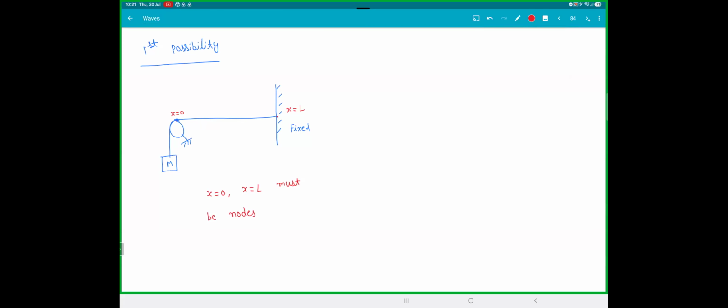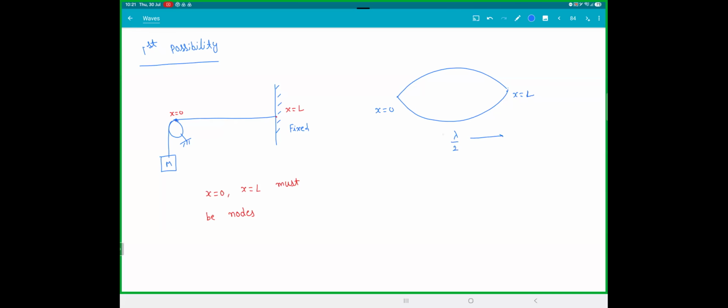Okay, that is the only condition. And why is this condition coming? It is coming because of the physical system. Because you're tying it, you have made it a node. Now you tell me, if these two are nodes, what is the first possibility you can get? One single loop, isn't it? This is your first possibility. This point is not moving, satisfied. This point is not moving, satisfied. So the first possibility is you can get one single loop.